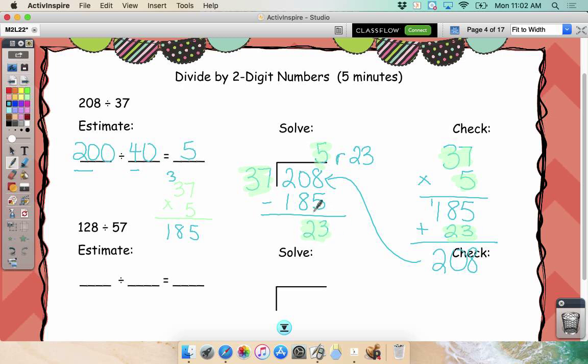Did I teach you this already? I feel like I did. Okay, so let's do another one. So my answer on this one, what is it? 5 remainder 23. So write your answer before we move on.